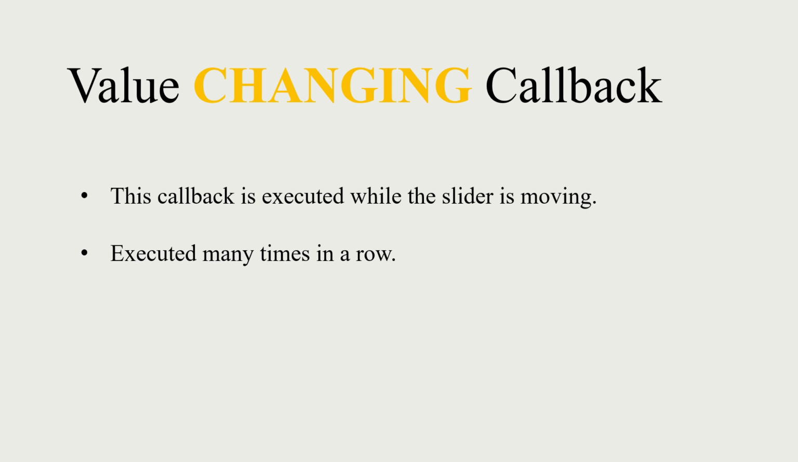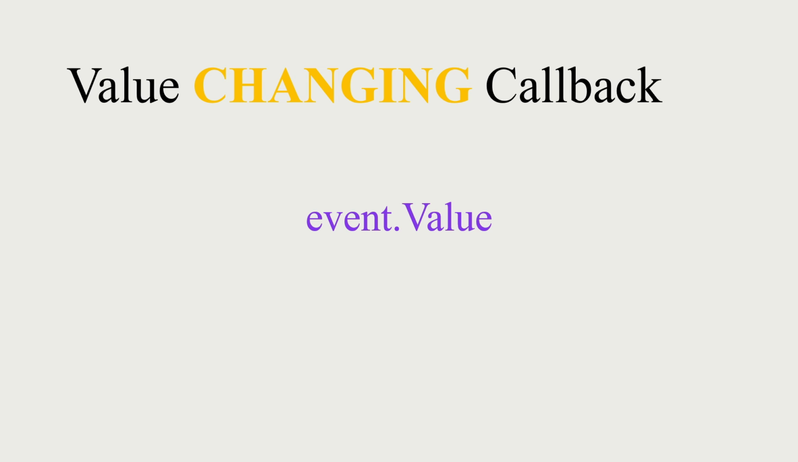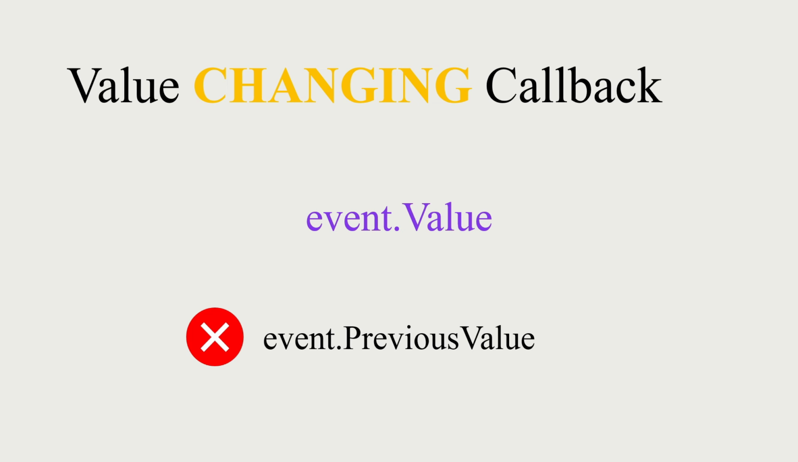Now let's talk about this value changing callback. This callback is executed while the slider is moving. That means it is executed many times in a row. To get the value, we have to use this event.value argument. One thing I want to mention here: there is no previous value property for this value changing callback. This previous value property is only available for the value changed callback.